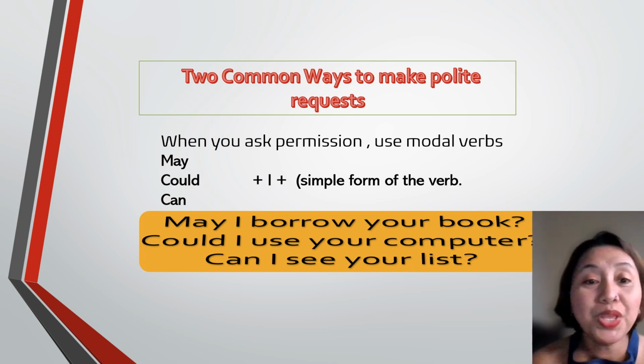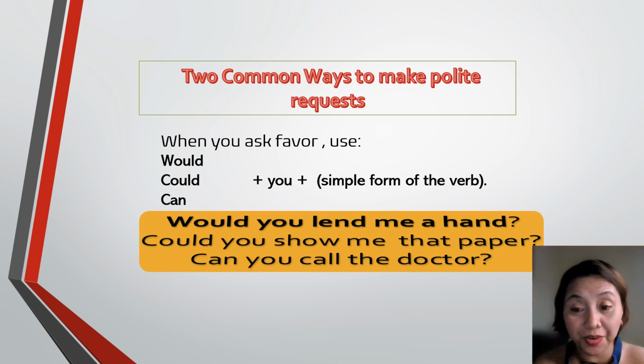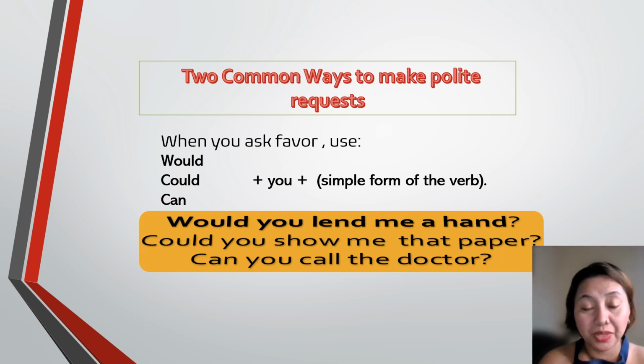Now, when you ask a favor or you ask someone to do something for you, you could use would, could, can plus you plus the simple form of the verb. For example, would you lend me a hand? Could you show me that paper? Can you call the doctor? Yes, you could use that.